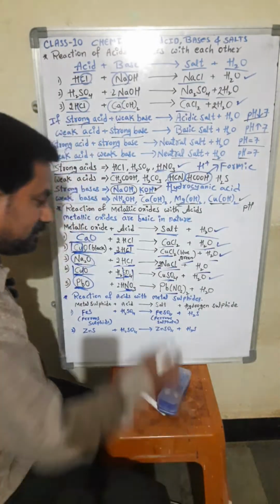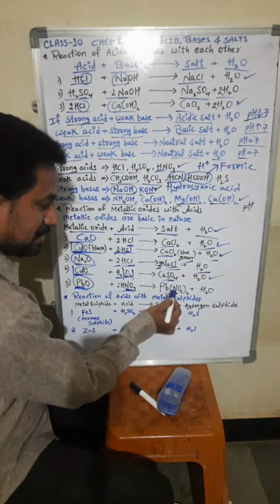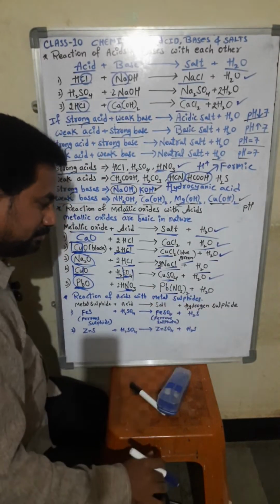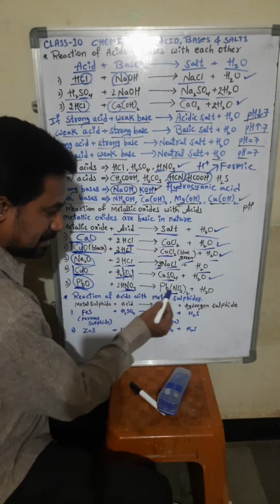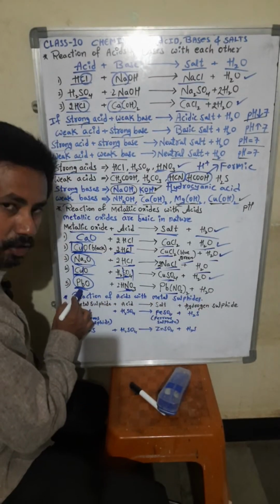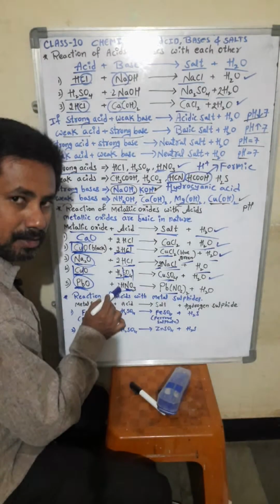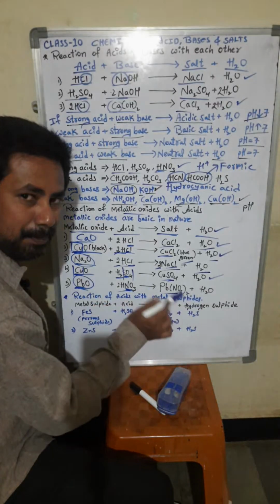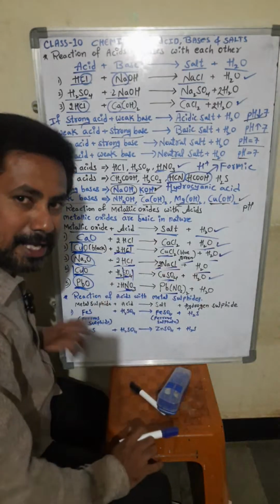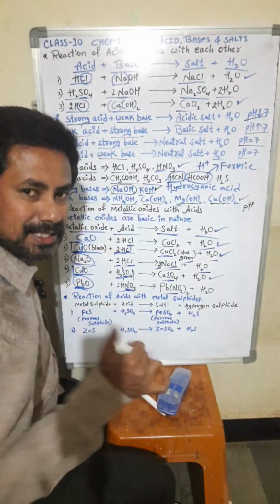Fine. Lead nitrate, Pb(NO3)2. Salt plus water. Metallic oxide plus acid gives salt plus water. Which metallic oxide? Lead oxide plus which acid? Nitric acid. Salt, lead nitrate, Pb(NO3)2, plus water, H2O. Fine. You practice, students. If you practice, it will become very easy.